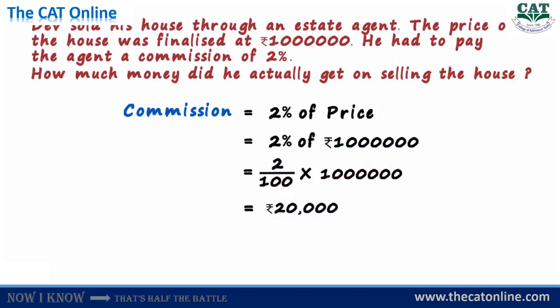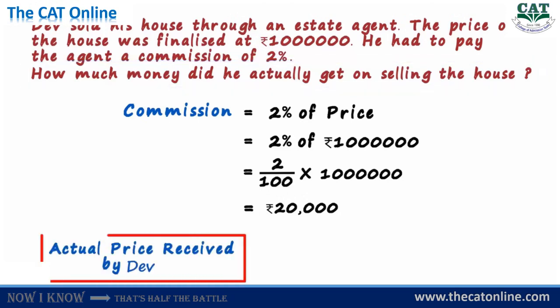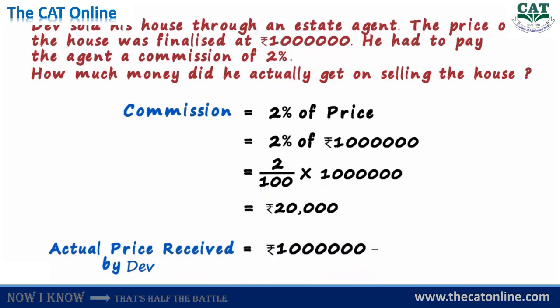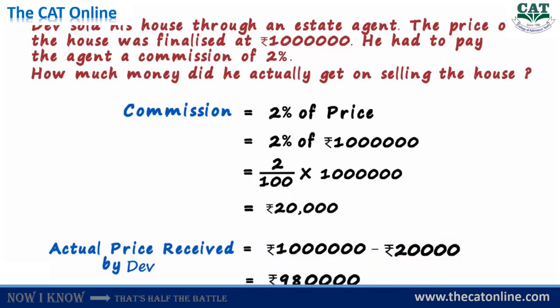We have been asked the amount of money he will get on selling the house, or the actual price received by Dave. It will be this amount minus the fees given to the agent. It will be 1 million rupees minus 20,000 rupees. This is the price of your house, and these are the agent's fees which are deducted. This will equal 980,000 rupees. In short, you have paid the agent 20,000 rupees for finding you a buyer.